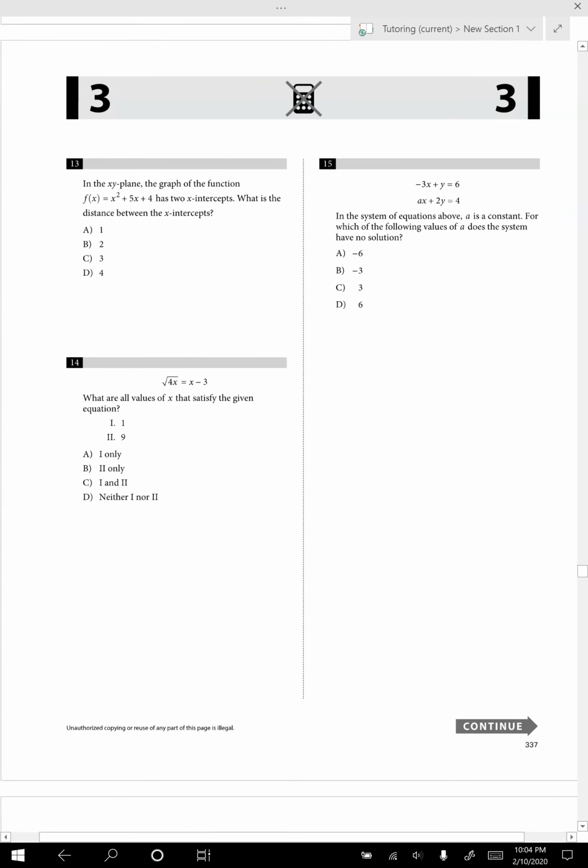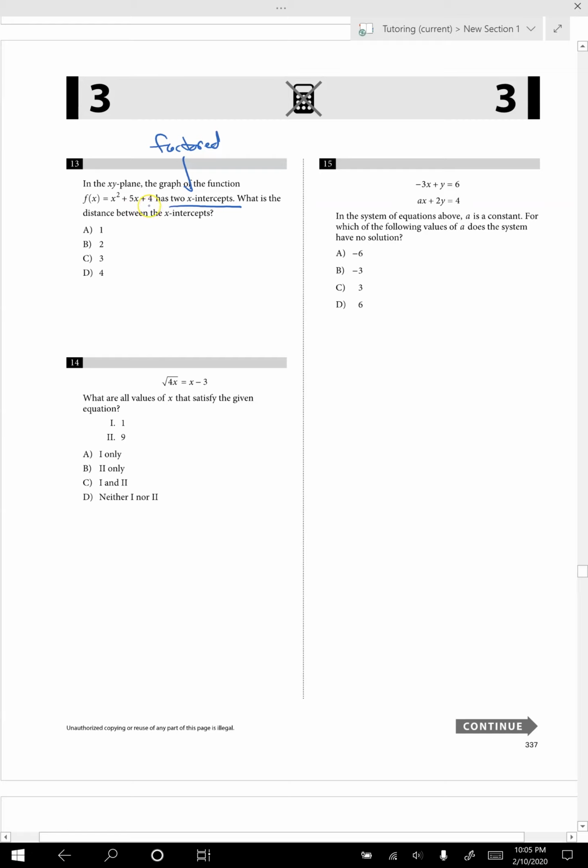Number 13. In the xy plane, the graph of the function f of x equals x squared plus 5x plus 4 has two x-intercepts. What is the distance between the x-intercepts? So right now we have a quadratic in standard form, and when they ask for x-intercepts, what they want is factored form. And so if we factor this, we can get the rest of the way to the question.